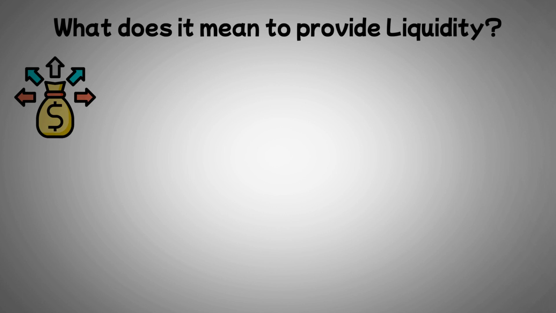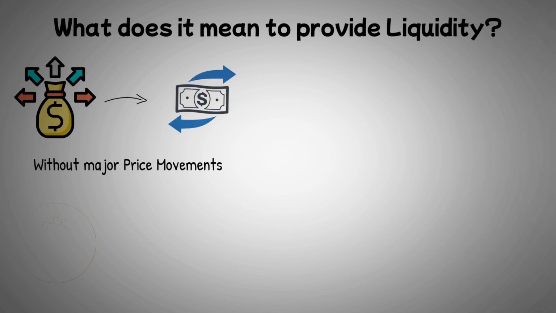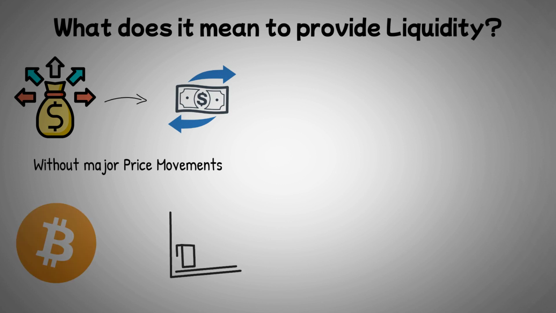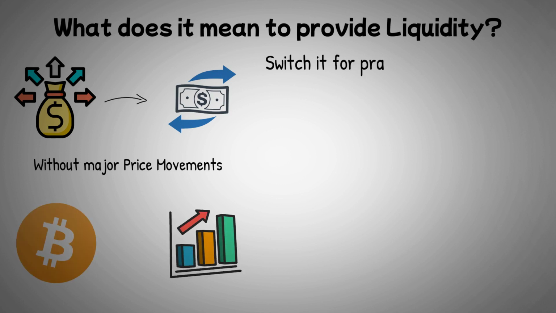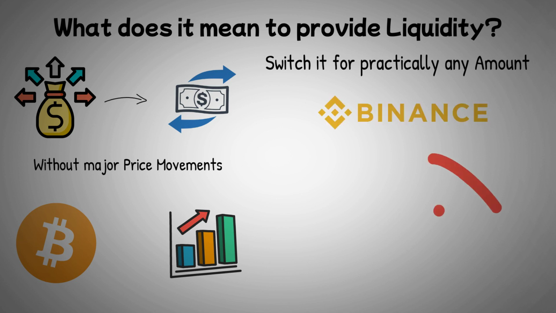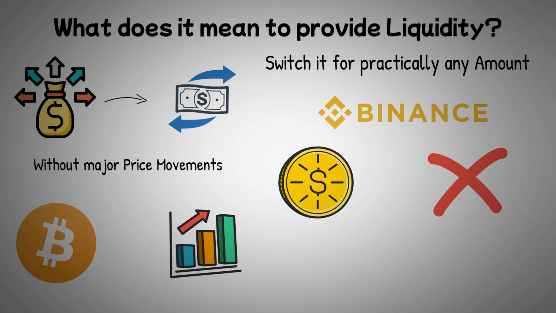What does it mean to provide liquidity? Liquidity is the ability to trade an asset quickly without producing major price movements. A cryptocurrency like Bitcoin or BTC is a highly liquid asset. You can switch it for practically any amount across thousands of exchanges without actively changing its price. However, not every token is blessed with this amount of liquidity.